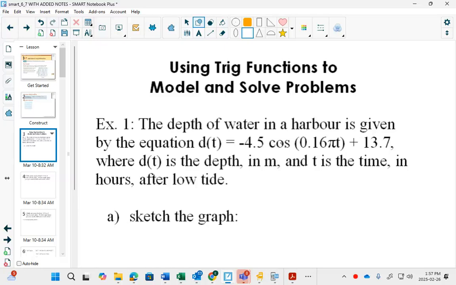Example one is the easiest kind of word problem you get because they actually just give you the equation. Giving you the equation takes all of the fun out of the question and all of the work out of it. Well, we still have some work to do. Tides come in and out, and as they come in and out, the water is either deep or not as deep. And they have an equation that says the depth of the water is given by this equation. And we want to sketch the graph.